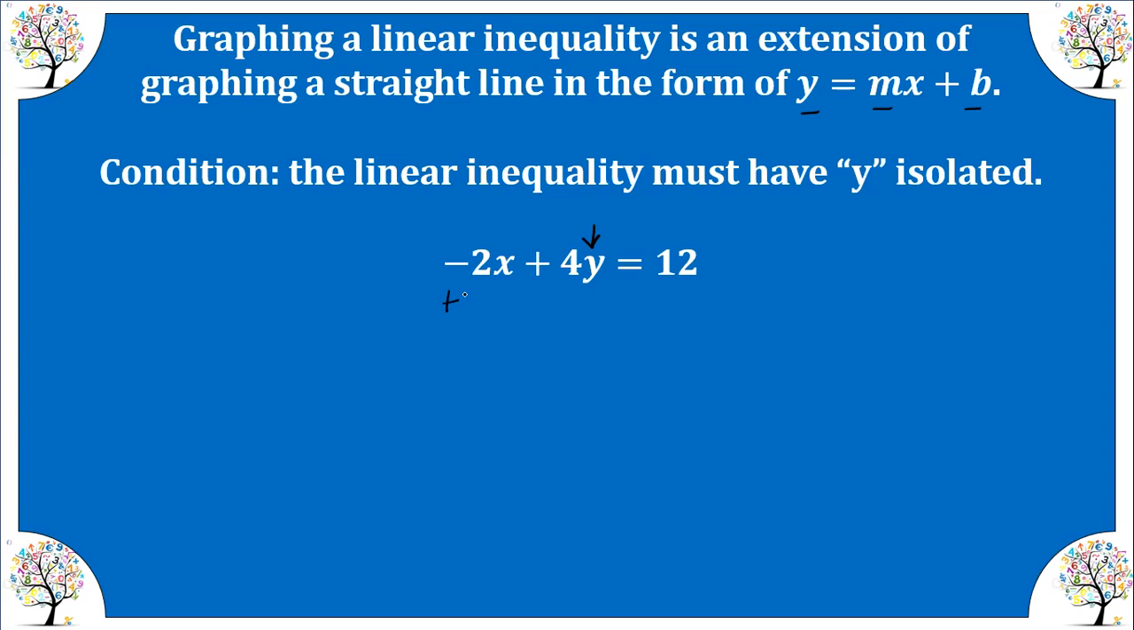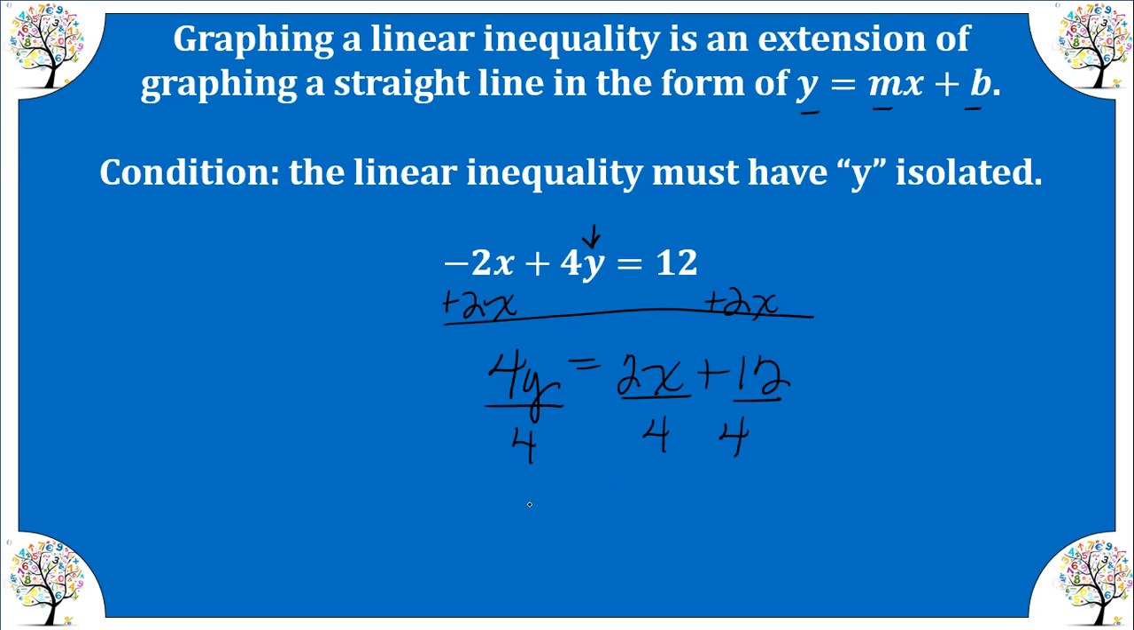So let's review how to isolate y. We're going to add 2x, and we get 4y is equal to 2x plus 12. Then we're going to divide every term by 4, and we have y is equal to 2 over 4, which is 1/2, times x plus 3. So our slope is up 1 and right 2, and our y-intercept is (0, 3).